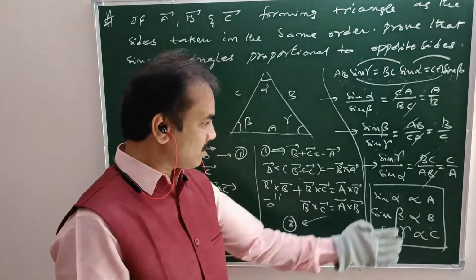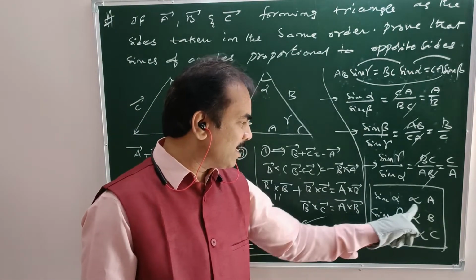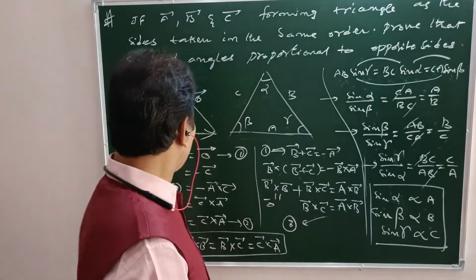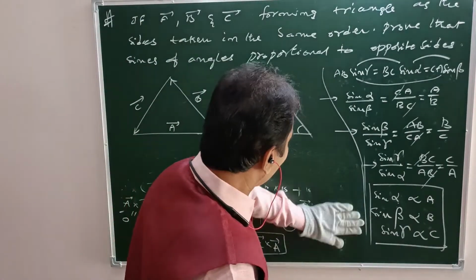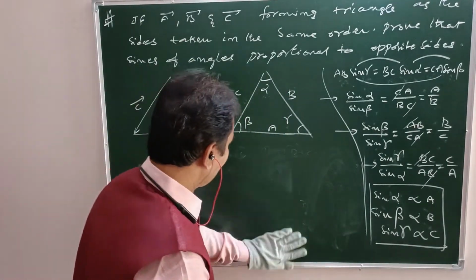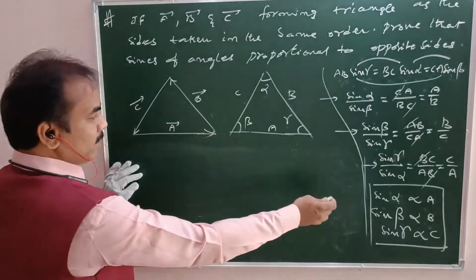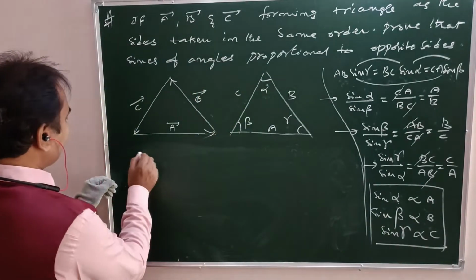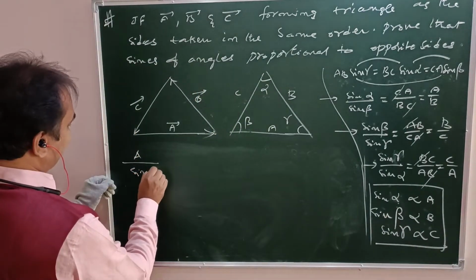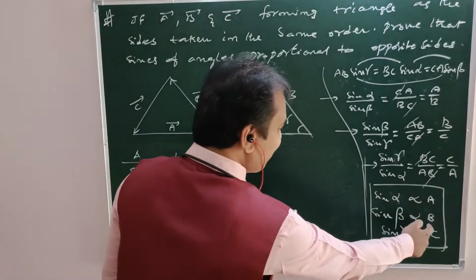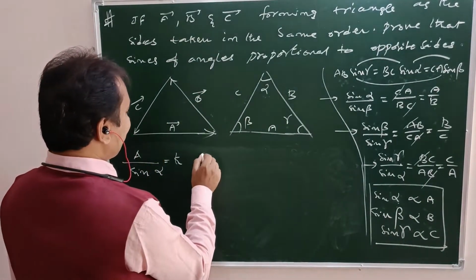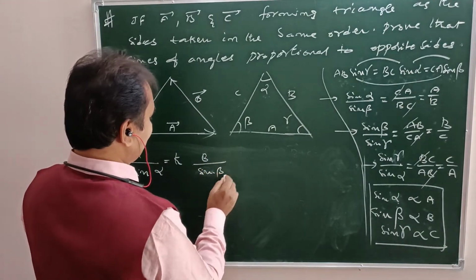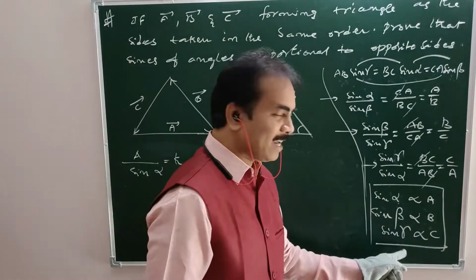So the same can be written as A by sin alpha is constant, B by sin beta is also constant, C by sin gamma is also constant. Right? What is that result? Sin alpha is proportional to A, which implies that A by sin alpha is constant. Similarly, B by sin beta is also constant. Similarly, C by sin gamma is also constant.